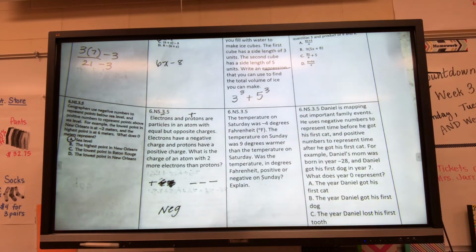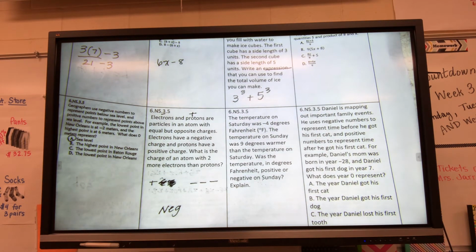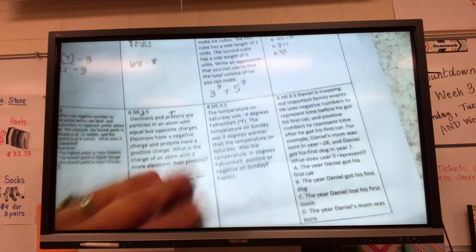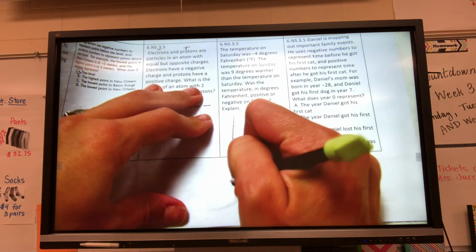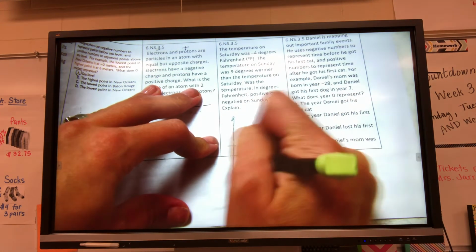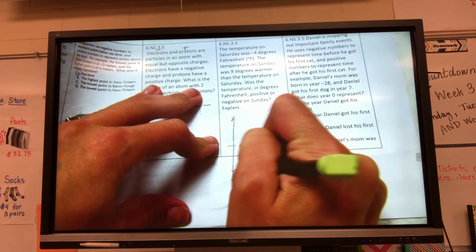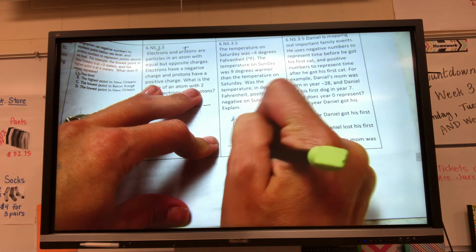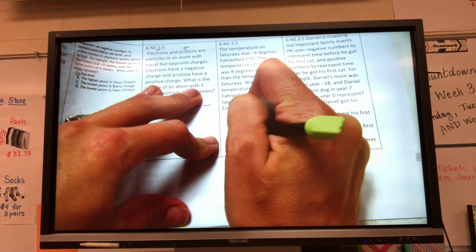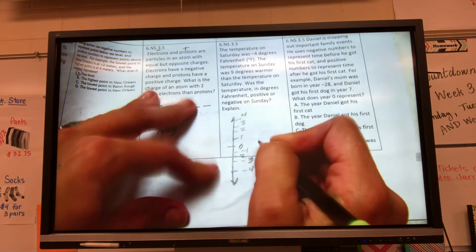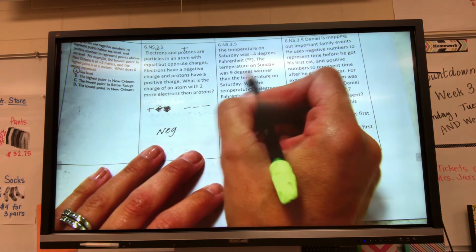The temperature on Saturday was -4 degrees Fahrenheit. The temperature on Sunday was 9 degrees warmer than the temperature on Saturday. Was the temperature in degrees Fahrenheit positive or negative? Well, sometimes you just have to draw your gauge. So we have 0 here. -4 is going to be here. -4, -3, -2, -1, 0, 1, 2, 3, 4. We may have to keep going, but let's look. So it says 9 degrees warmer.